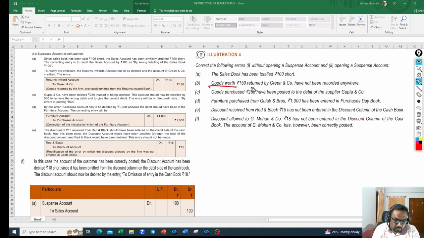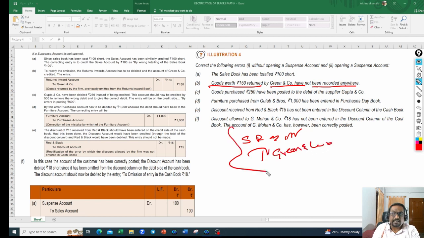Second one, goods worth 150 returned by Green and Company have not been recorded anywhere. This I already explained. So what goods returned? Sales return account debit to Green and Company. That's all.